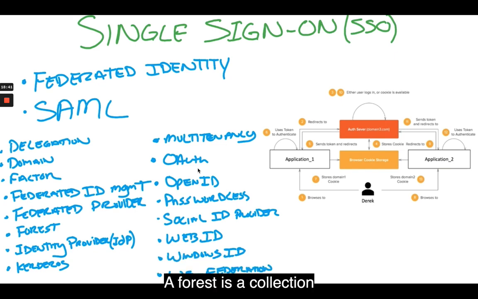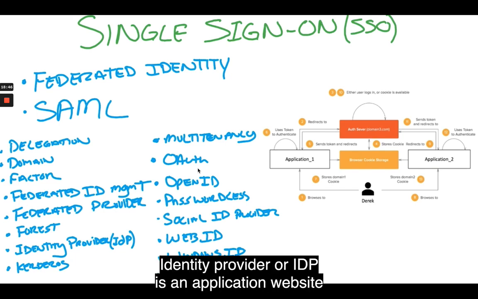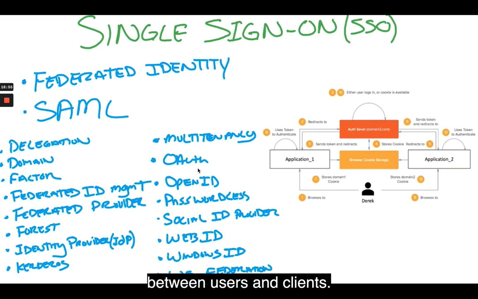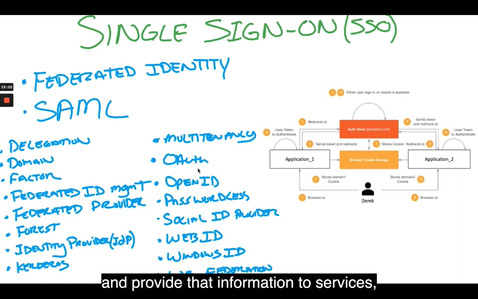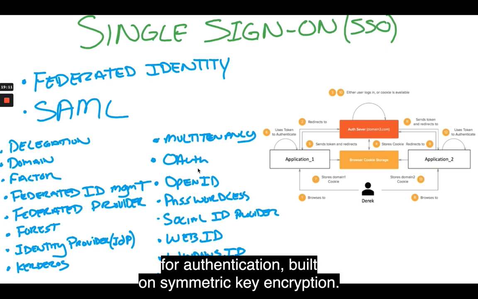A forest is a collection of domains managed by a centralized system. Identity provider, or IDP, is an application, website, or service responsible for coordinating identities between users and clients. IDPs can provide a user with identifying information and provide that information to services when the user requests access. Kerberos is a ticket-based protocol for authentication built on symmetric key encryption.